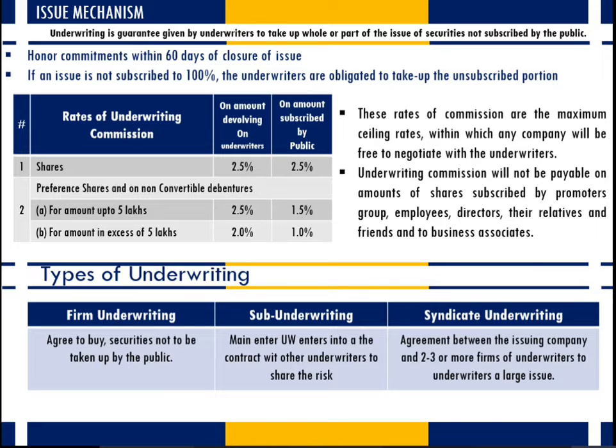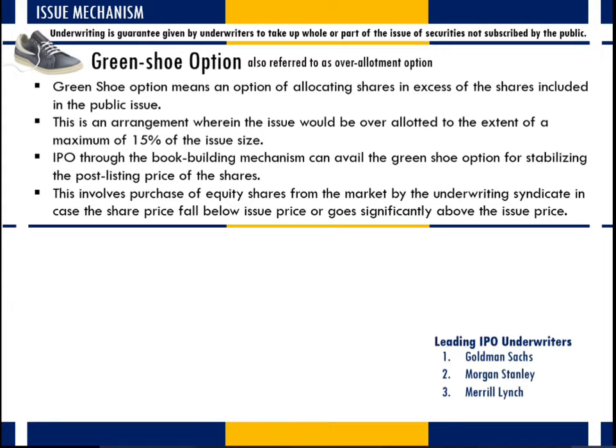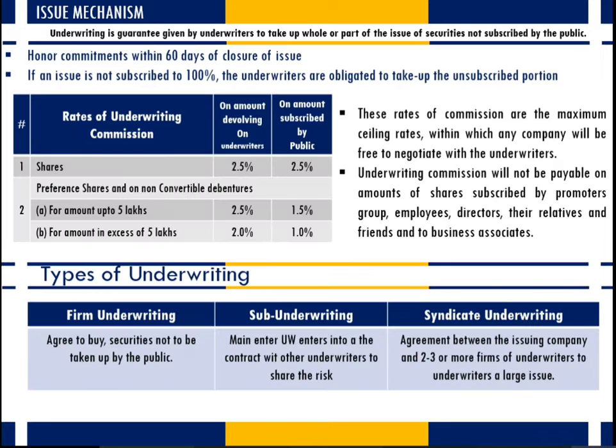So this is how it works. In underwriting, there is one more very interesting clause called the green shoe option. So let's discuss what this green shoe option is. See, underwriters come into picture only when there is an undersubscription, which means a company has issued a certain number of shares, but unfortunately, all those shares were not purchased by the investors. SEBI says underwriters come into picture only if there is 90% subscription. Below that, you have to refund the money to the public.